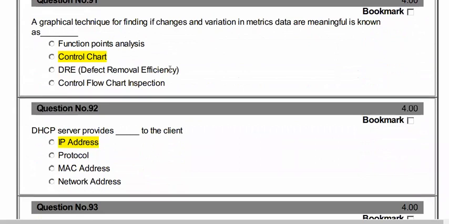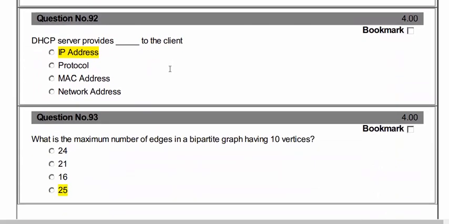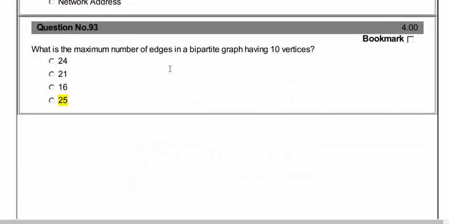A graphical technique for finding if changes and variation in metric data are meaningful is known as dash. Option B is right, control chart. Question number 92. DHCP servers provide dash to the client. Option A is right, IP address. DHCP servers provide IP address to the client. What is the maximum number of edges in bipartite graph having 10 vertices? Option D is right, 25.